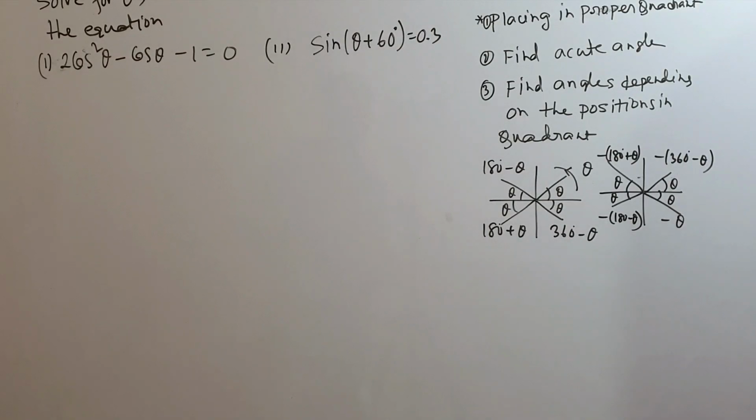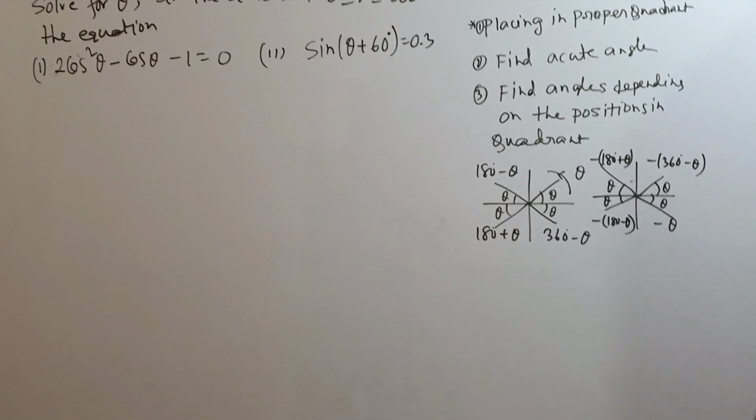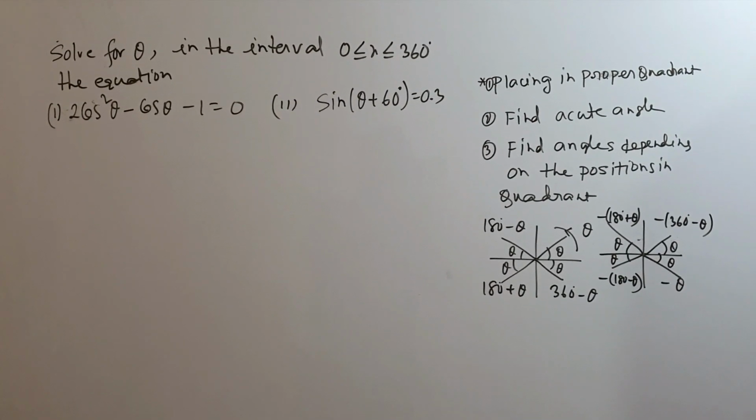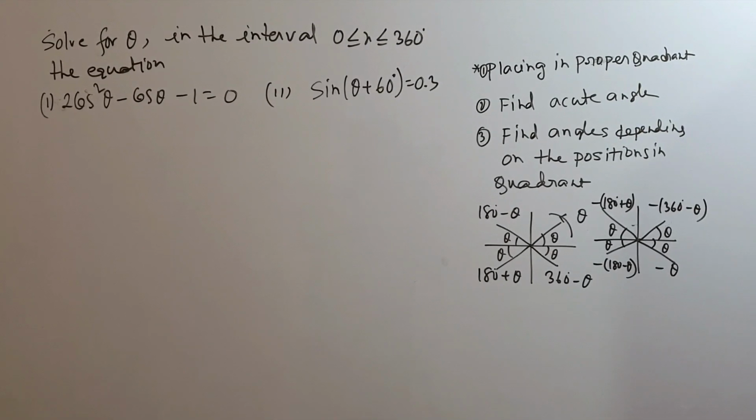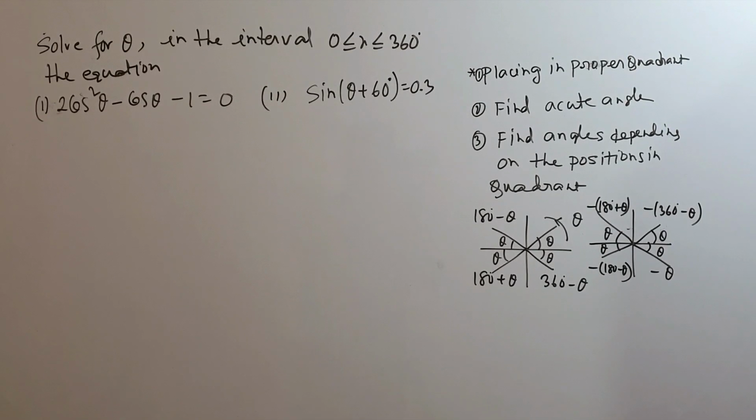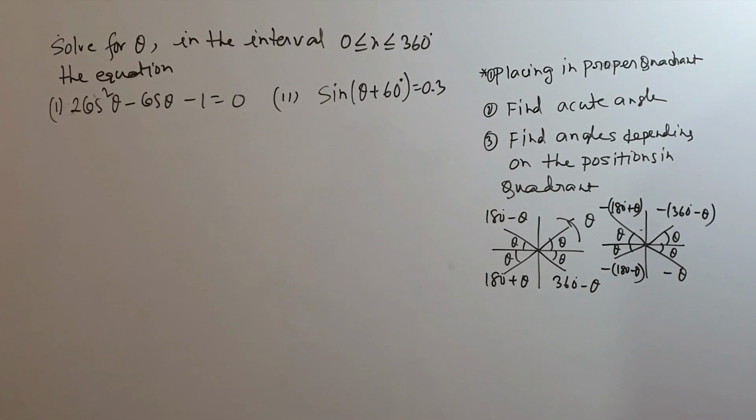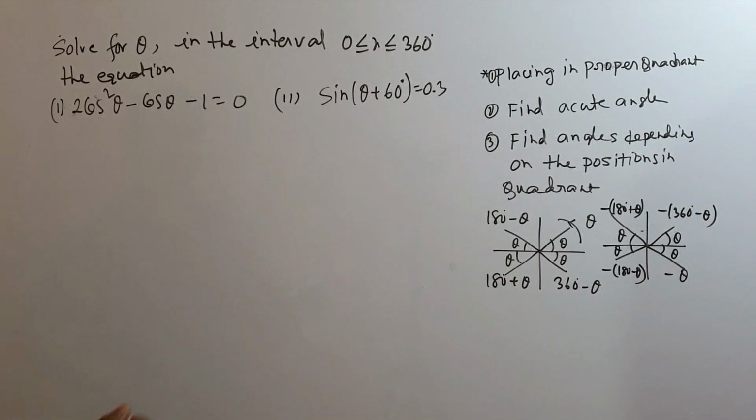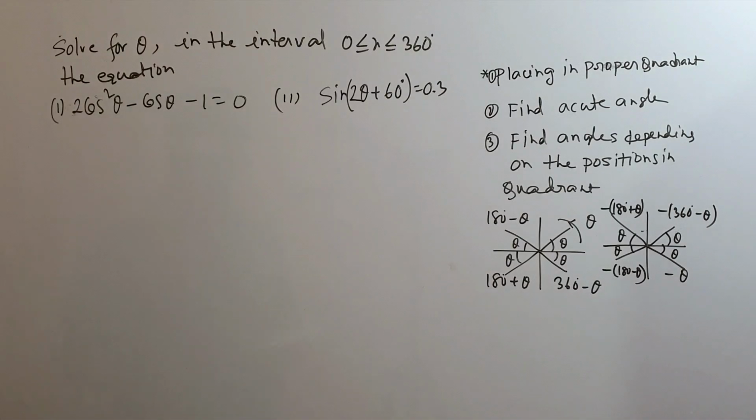Okay, now let me give you one more example from this maths to give you a clearer concept. Now look at the board. There are two questions given. First one: solve for theta in the interval 0 less than or equal to x less than or equal to 360 the equation 2 cos square theta minus cos theta minus 1 equals 0. Then another one is sin of theta plus 60 equals 0.3. Let me change it a little bit. Let me write 2 theta here, so that I can give you more information.